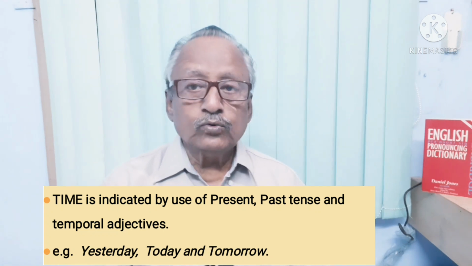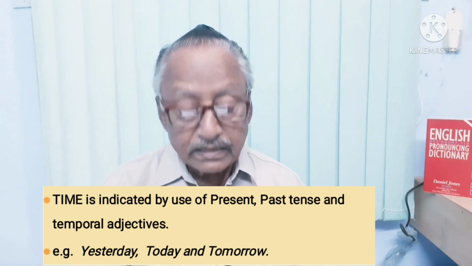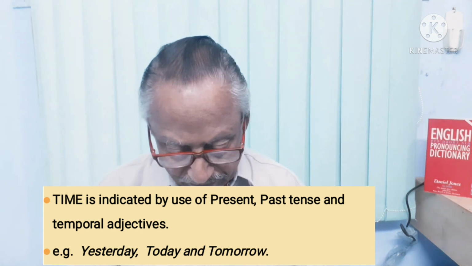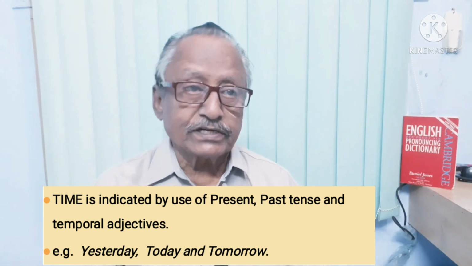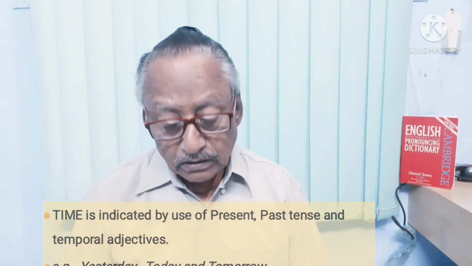Time is indicated by the use of present and past tense and temporal adjectives. Examples of temporal adjectives are yesterday, today and tomorrow, next week, next month and so on. Let us see how tense is indicated in Tamil verbs.